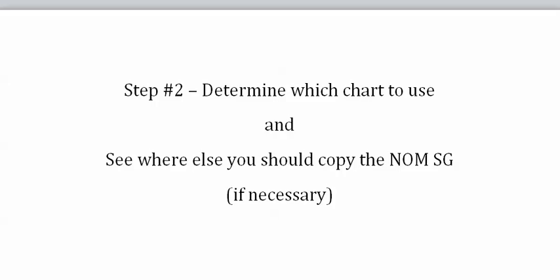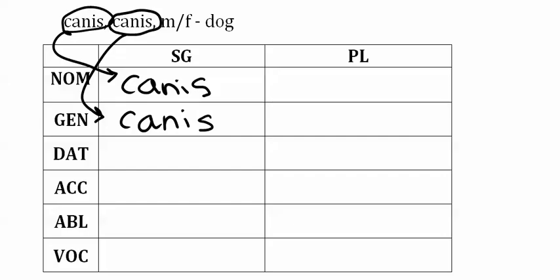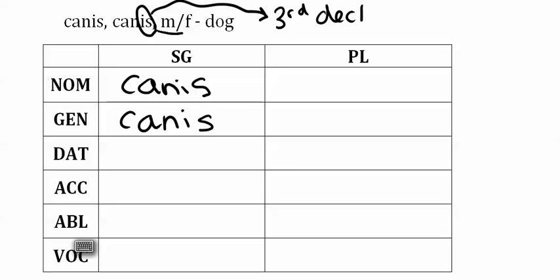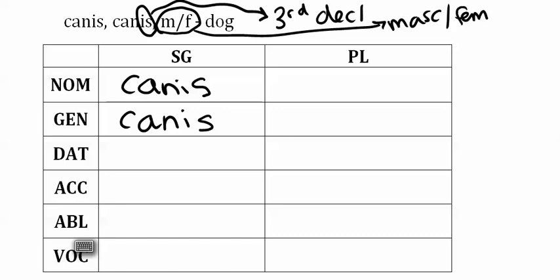So in step number 2, I need to determine which chart I should be using with the noun canis, and then I need to see where else I should copy the nominative singular, if that's even necessary. So let's go figure out which chart to use. I'm going to look at my dictionary definition again. The genitive singular, or the second word, is what I want to look at. And specifically, I want to look at the ending. That IS ending tells me that this belongs to third declension. And the rest of the dictionary definition, this part here, MF, tells me that this word is masculine and feminine. That's also going to tell me which chart.